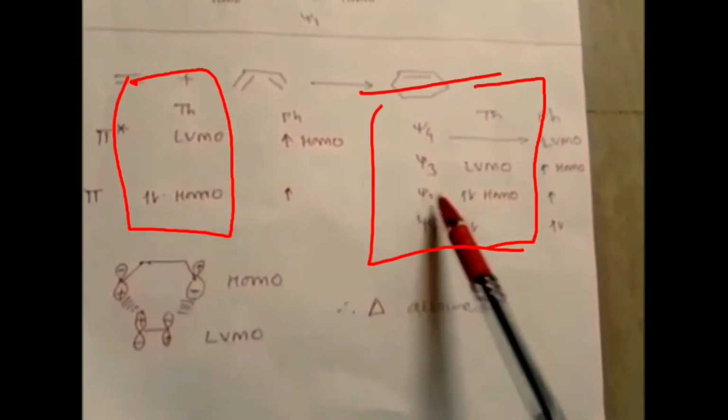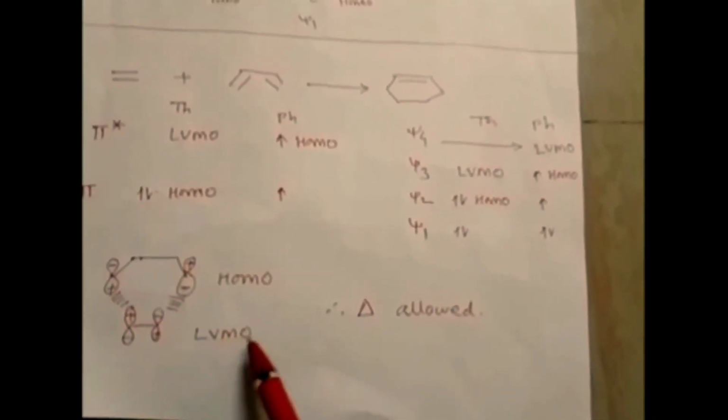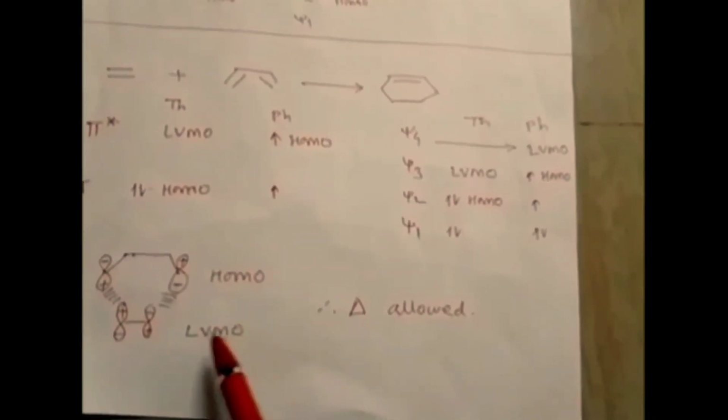Now let us take this pi star as LUMO and psi 2 as HOMO. Now as you know, this is the structure of psi 2. So psi 2 is HOMO and this is the structure of pi star, which is nothing but LUMO. And now, does the symmetry match or not? So here, since symmetry matches, that's why this reaction is thermally allowed.